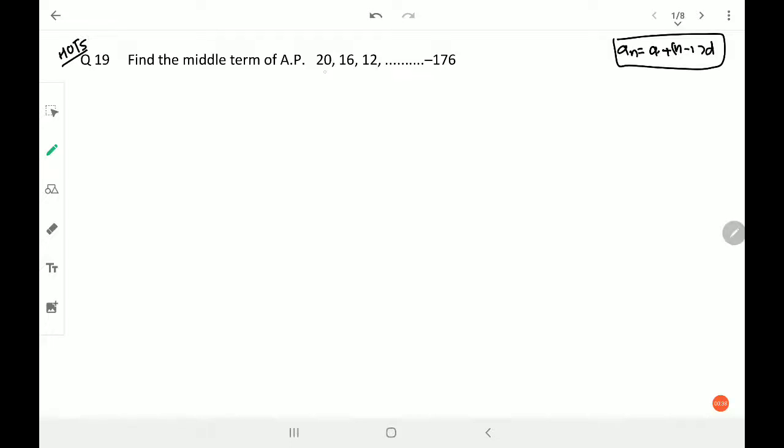You are expected to find out the middle term of an AP. This particular AP has some number of terms, we don't know how many, and we can find that later. But I need to find the middle term. That means if you get terms like A, B, C, D, E, F, G, the middle term would be this one. And if there is H as well in the sequence, then we have two middle terms, so instead of the middle term, the word would have been middle terms.